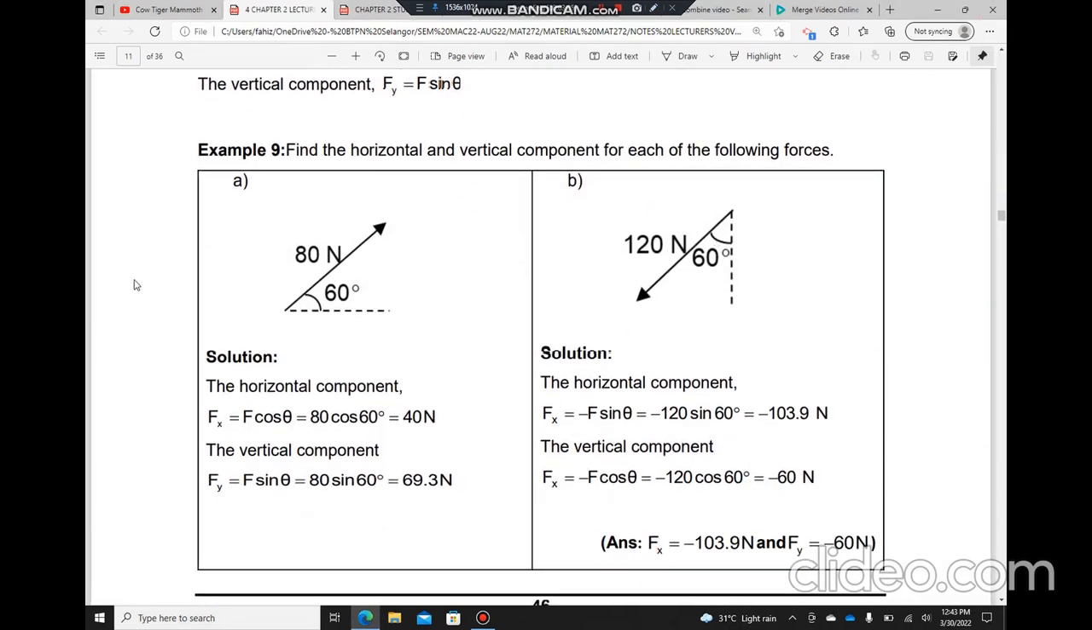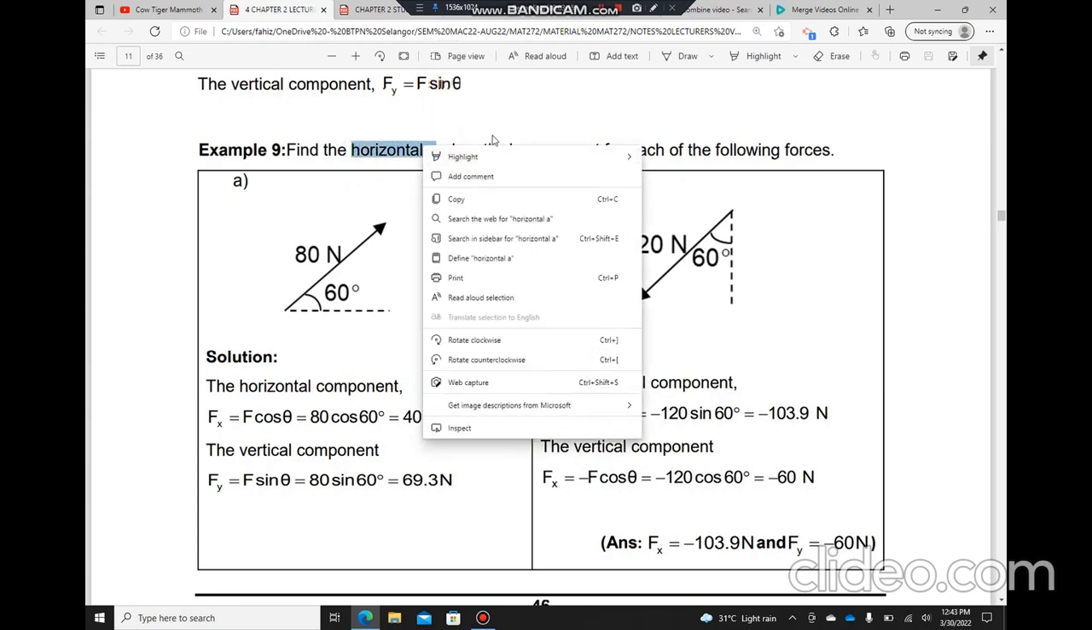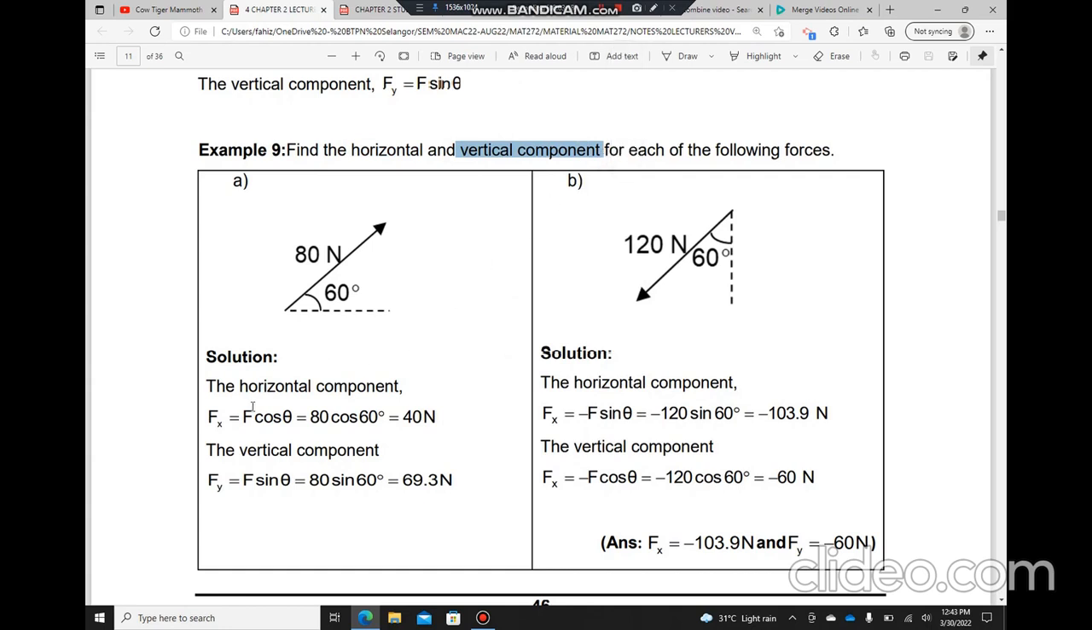Okay, so kalau kita tengok example 9, find the horizontal and vertical component for each of the following forces. So maksudnya kalau soalan tu nak horizontal and vertical component, it means that you need to find Fx and Fy. So just ambil je formula Fx equals to F cos theta. So this is your F, which is 80 Newton, cos your theta is 60, so you get 40 Newton. And then vertical component yang bawah ni, F sin theta, which F is 80 and theta is 60, so 69.3. Okay, same with this one, tapi yang ni dia akan jadi negatif.